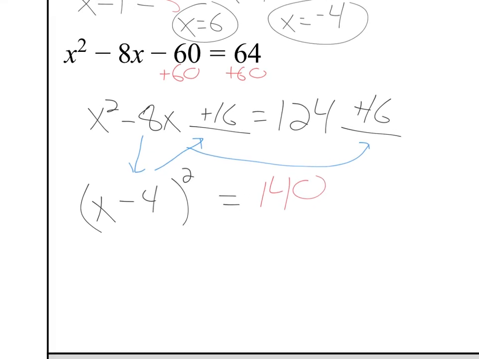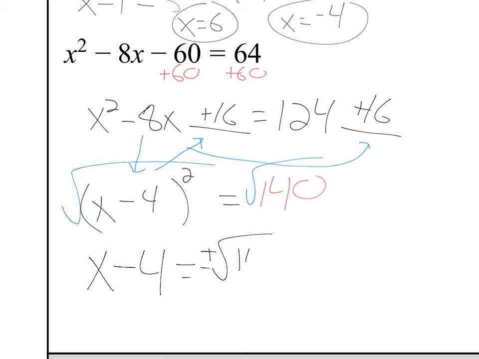All right, now to solve. Square root each side. Left side is x minus 4 equals square root of 140. I don't know. So I'm just going to call that plus or minus rad 140. To get x by itself, we need to add 4 to the other side. So the way we'd write this is x equals 4 plus or minus the square root of 140.